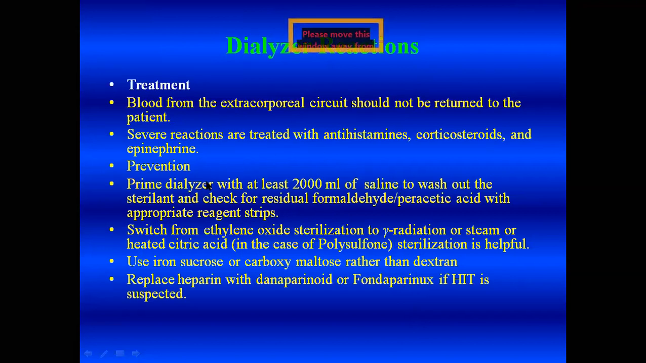Prevention: ensure an adequate amount of priming, at least 2000 ml of saline, and use the test strips which I mentioned earlier to ensure that the dialyzer is completely free of disinfectant if you are reusing dialyzers before starting. Switch from ethylene oxide, if that was being used, to gamma radiation or steam or heated citric acid for polysulfone dialyzers. Use iron sucrose or carboxymaltose instead of dextran. And if you have HIT, then replace heparin with danaparoid or fondaparinux.